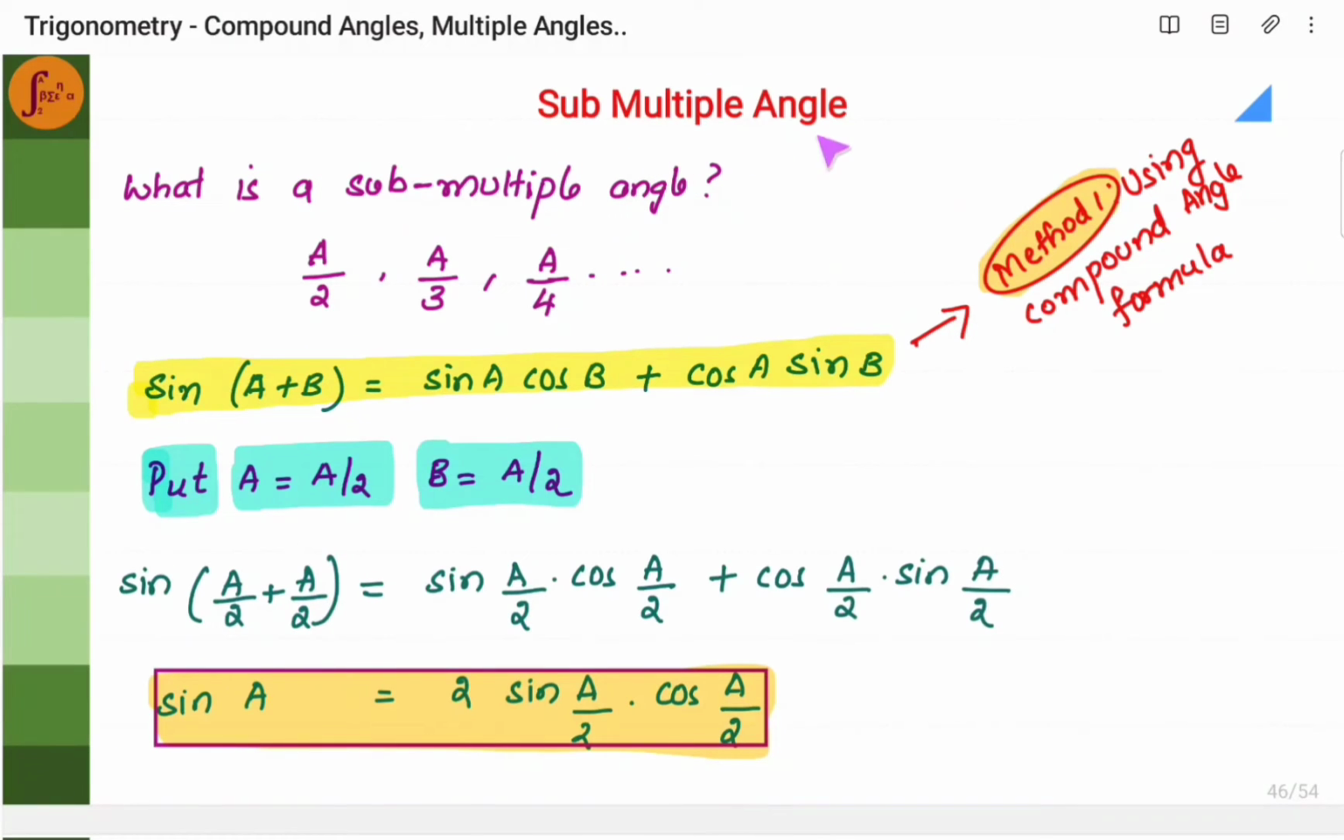Now we'll go through submultiple angles. What is a submultiple angle? Nothing but in fractions. You have a by 2, a by 3, a by 4, a by 5, assuming that a is some angle. Anything like a fraction becomes a submultiple angle.